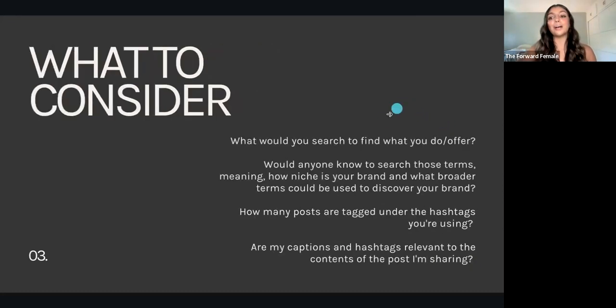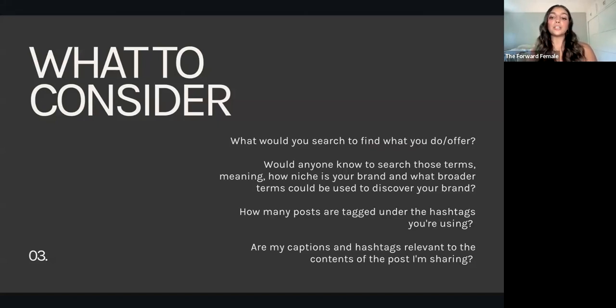And what's important to consider as you are thinking through these keywords and also the hashtags is, one, what would you search to find what you do or offer? Would anyone know to search those terms? So you know your business very well, you know your brand very well, but would other people know to search that term or that thing to find you? How niche is it? And if it's really niche, how can we broaden it a little bit? How can we find a way to rank in what people are searching for, to still find your brand and remain within your niche or your industry?